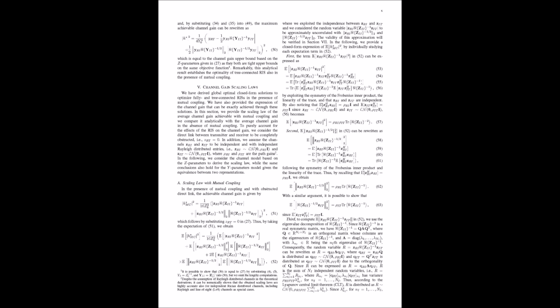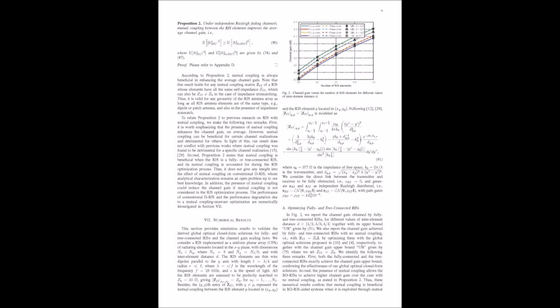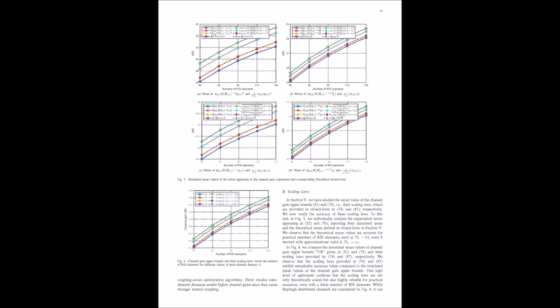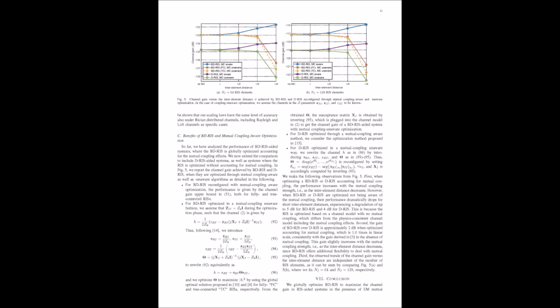How do they go about deriving these scaling laws? It sounds like a mathematically challenging task. It does involve some intricate calculations, but we can break down the key ideas. They start by analyzing the average channel gain achievable with mutual coupling, using the expression for the channel gain upper bound, the magnitude of h star squared, as their foundation. So they're building upon their previous work again. But this time they're not interested in a specific channel gain value. They want to understand how the average value changes as you add more elements to the RIS.